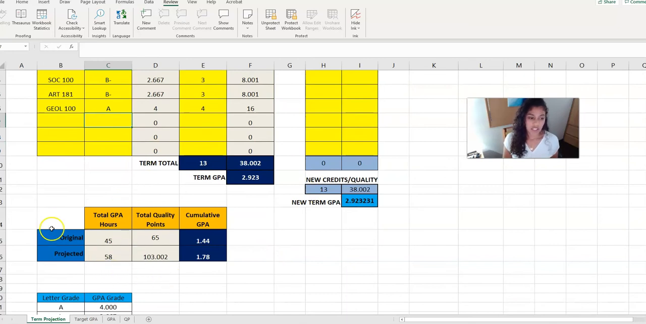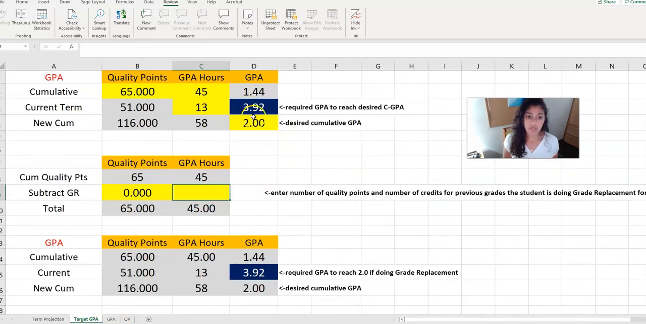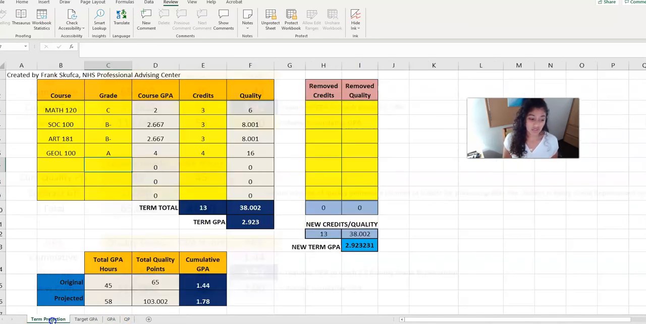But what it's doing down here is saying, here's their real GPA, here's their projected GPA with the grades they're telling you. We're only at a 1.78, which tracks because we knew their target GPA was a 3.92. And so, you know, they're not close to that. As a double check, let's say they actually do get an A, and like a B plus.